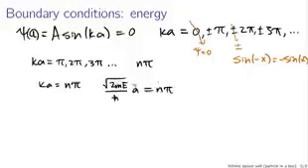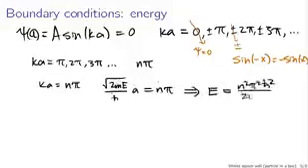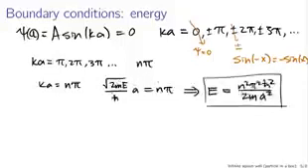Now a, that's a property of the system. We're not going to solve for that. m, that's a property of the system. h bar, that's a physical constant. The only thing we can really solve for here is E. So let's figure out what that tells us about E. If you solve this for E, you end up with n squared pi squared h bar squared over 2m a squared. This is a discrete set of allowed energies.